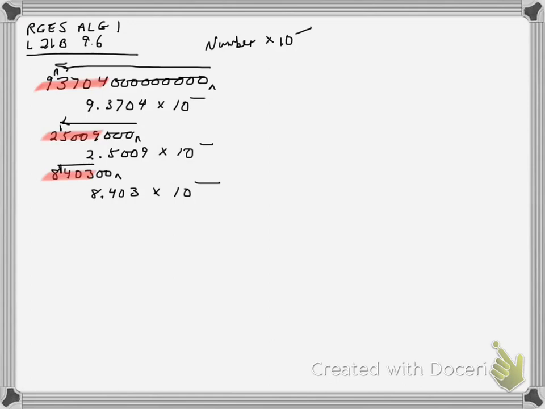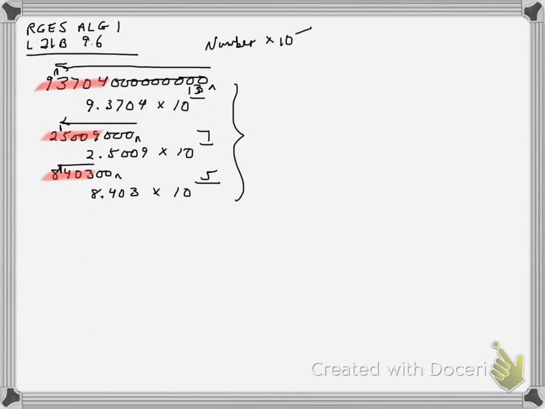Okay. So now we need to count those. 2, 4, 6, 8, 10, 12, 13. So this would be the number times 10 to the 13th. If I'm converting again from a very large number, once I've got the number part, I'm counting over how many places I moved that decimal. 3, 4, 5, 6, 7, and 3, 4, 5. So put it on pause, make sure you understand how you get those three exponents.